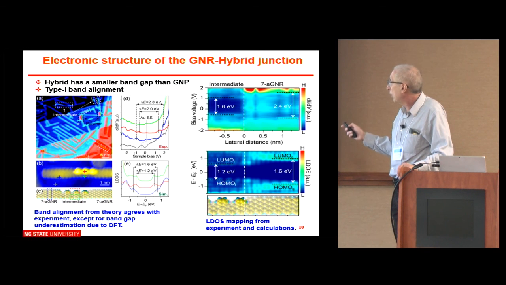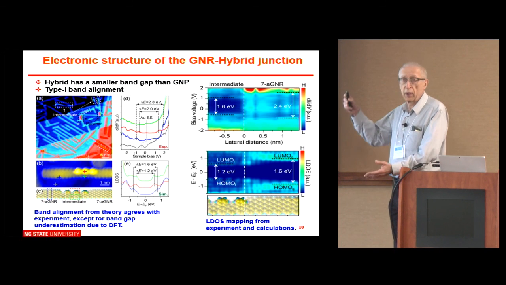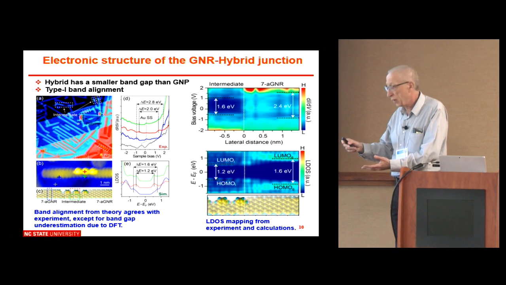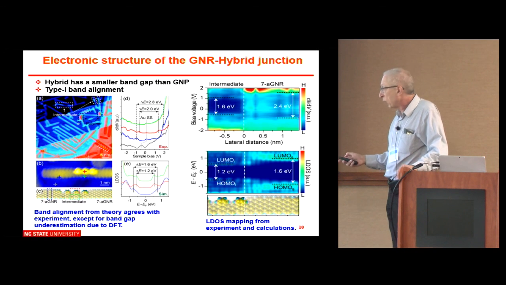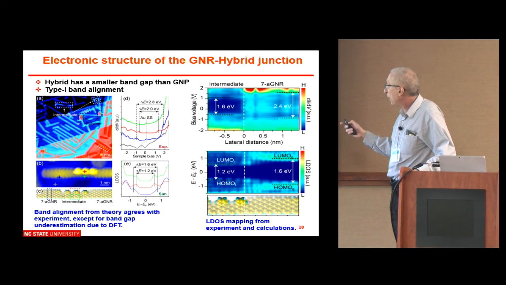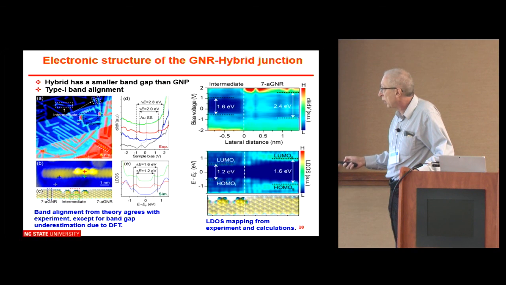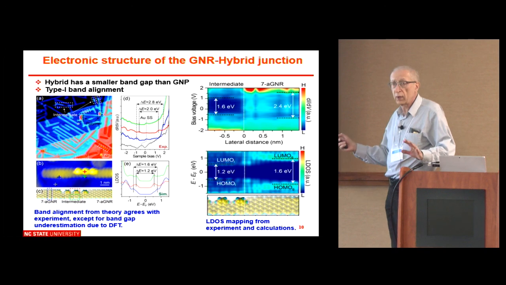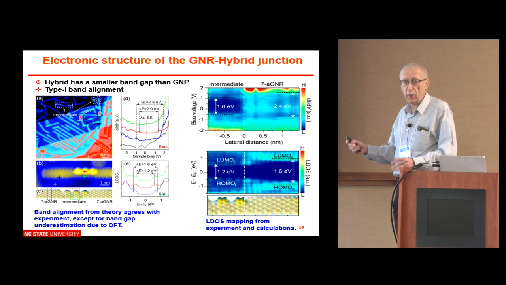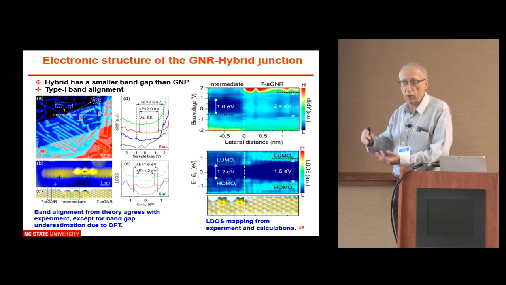Here is the nanoribbon. Okay, this is an experimental picture. This is a theoretical picture. The gap is lower because density functional theory does not give you a good band gap. Usually it underestimates it. But see, theory and experiment, apart from the size of the band gap, are in excellent agreement, and you can look at the local density of states and the dI/dV curves that show that everything is in order. So now we have a larger band gap structure and a lower band gap structure.